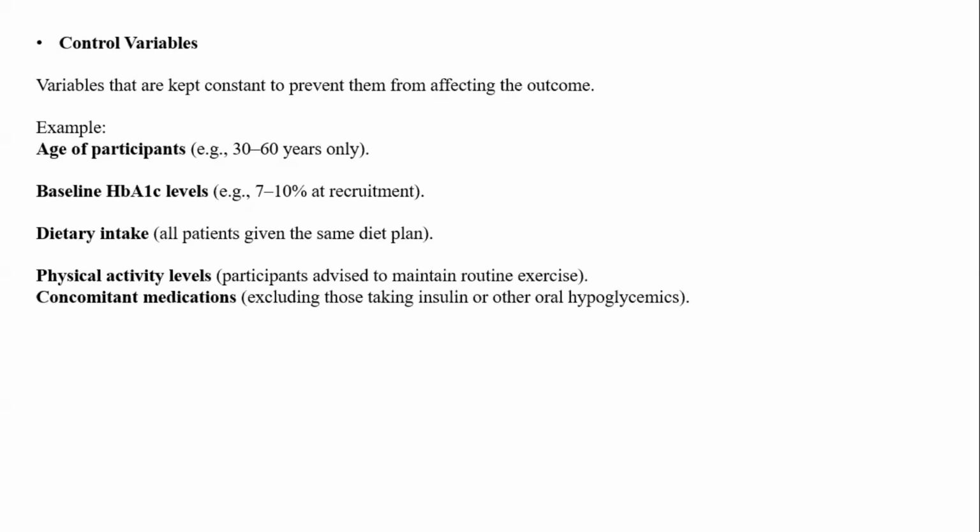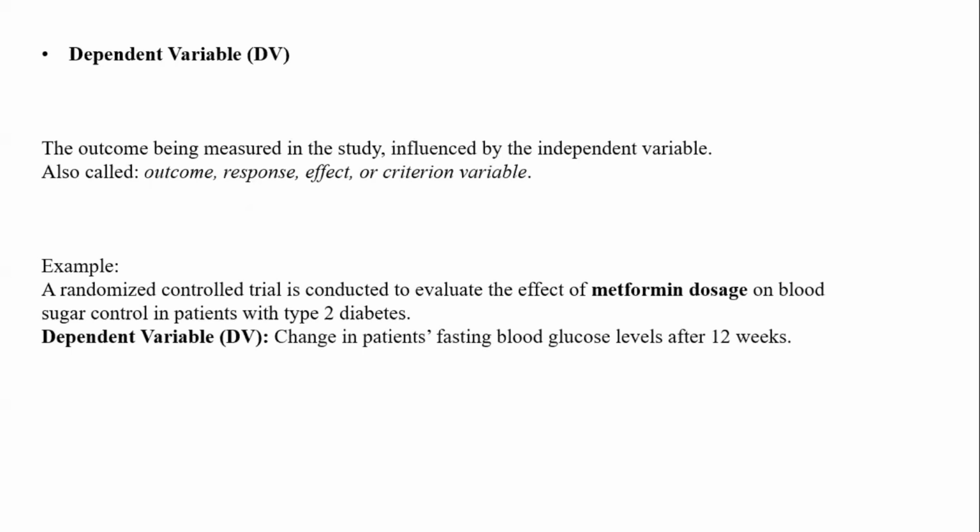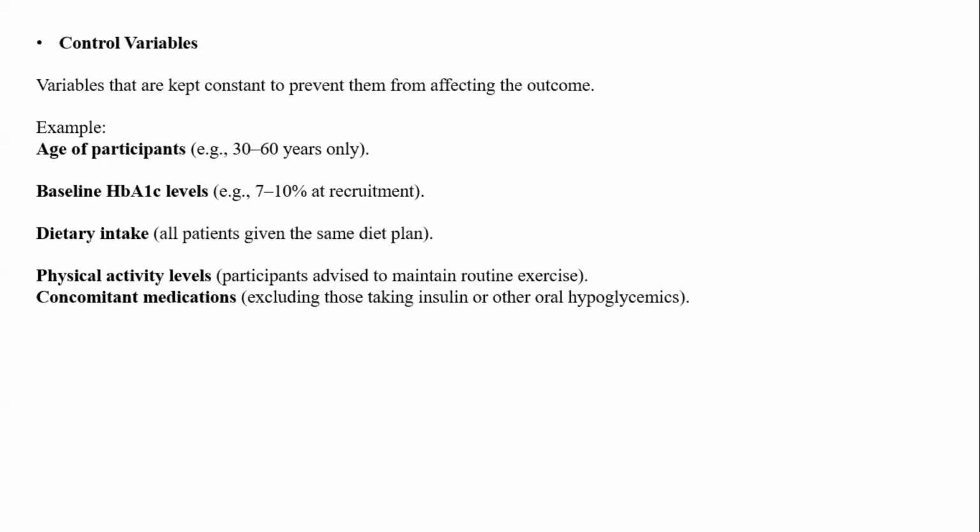We can also talk of the dietary intake of the patient. Let's say, for example, patients are given a plan. That also falls under the control variables. Also, you have the physical activity levels of the patient under the metformin dosage examination. Patients can be advised to maintain routine exercises. The physical activity levels fall under the control variables. Also, you have the exclusion of those taking insulin or other oral hypoglycemic drugs, that is, concomitant medications. They also fall under the control variables.